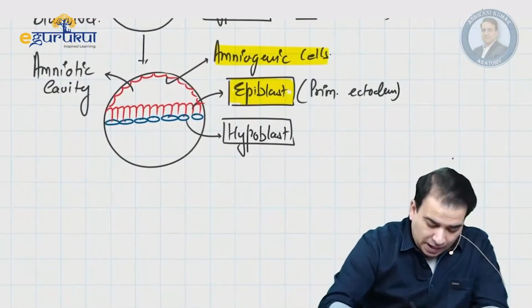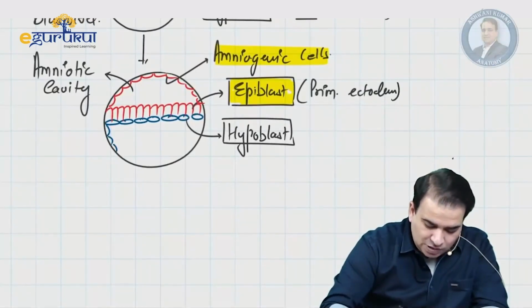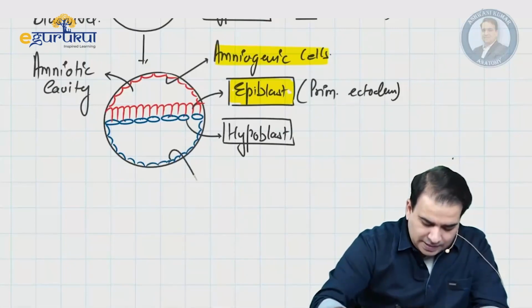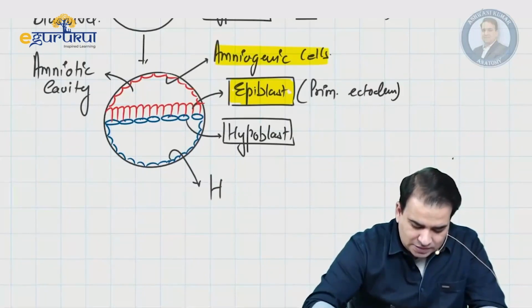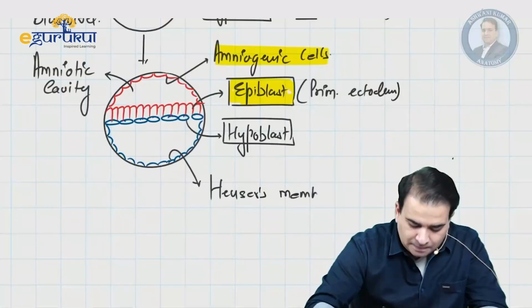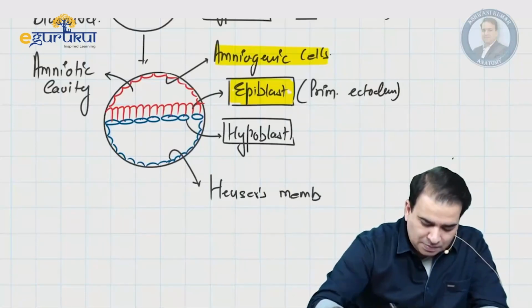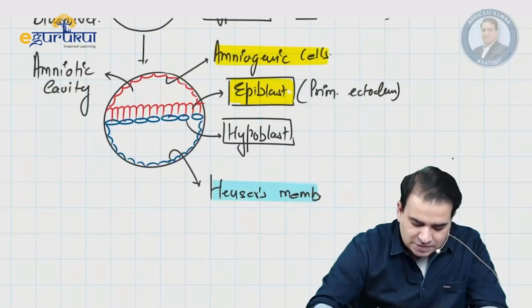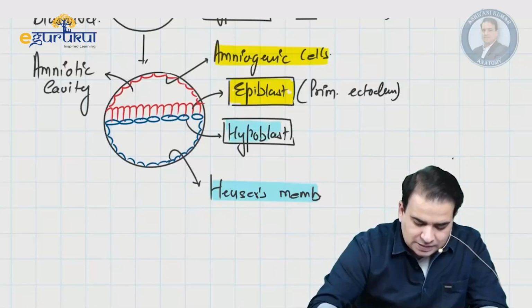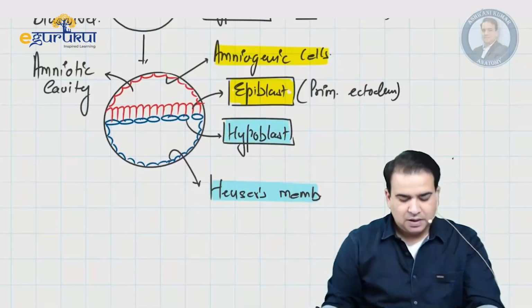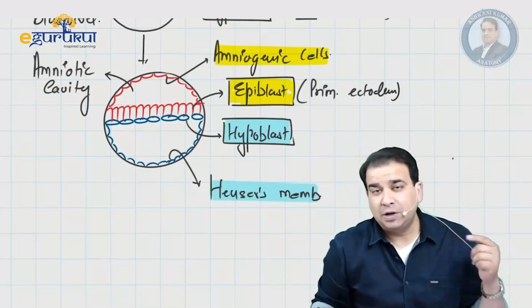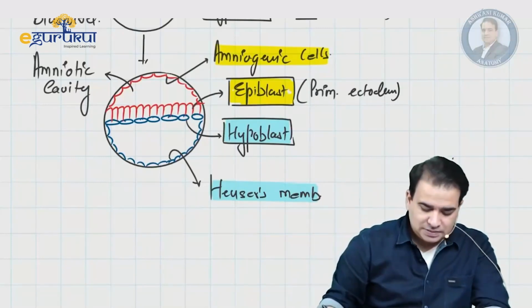On the other hand, hypoblast cells will also give rise to a cellular layer which will proliferate and cover the trophoblast from inside like this. This layer which is derived from hypoblast is called the Heuser's membrane. Another question here: where is the Heuser's membrane derived from? It is derived from the cells of hypoblast only. Amniogenic cells are from the epiblast and Heuser's membrane is derived from the hypoblast.